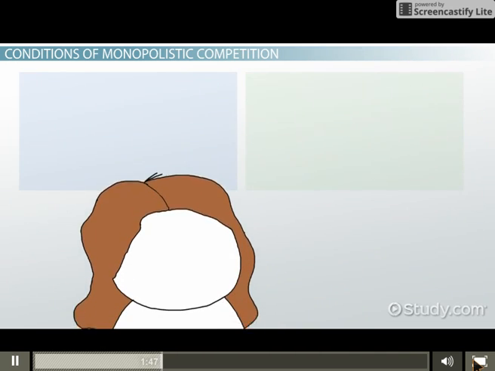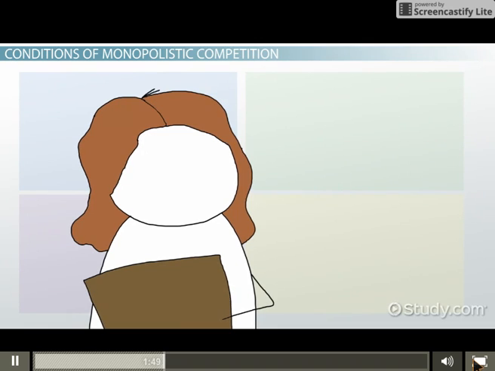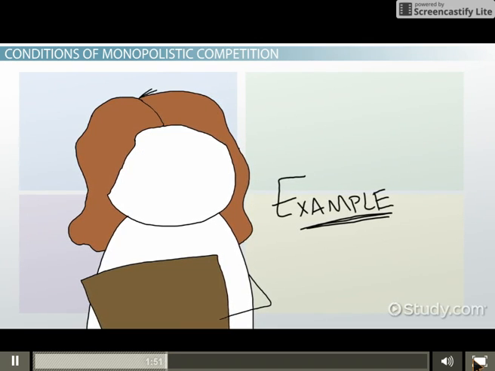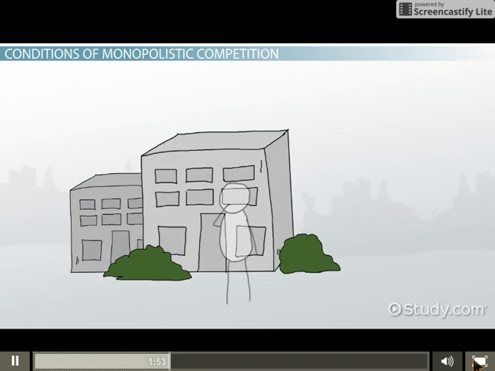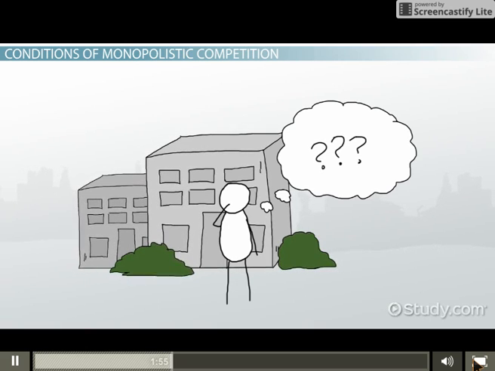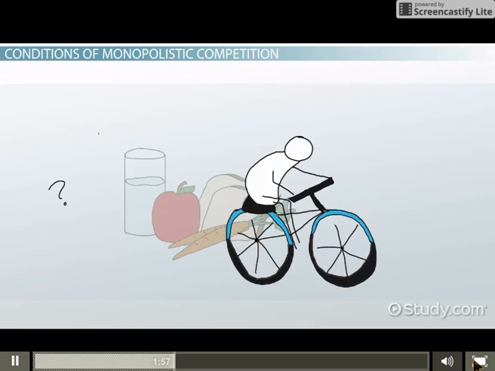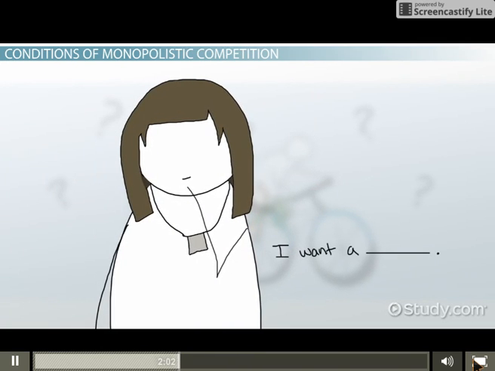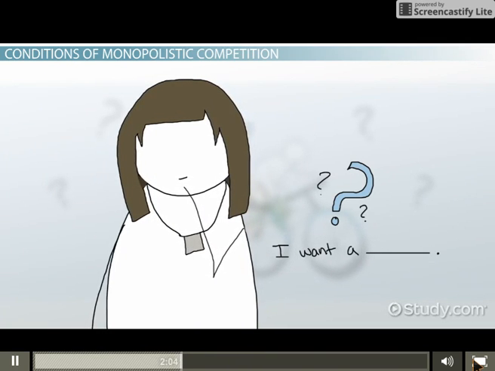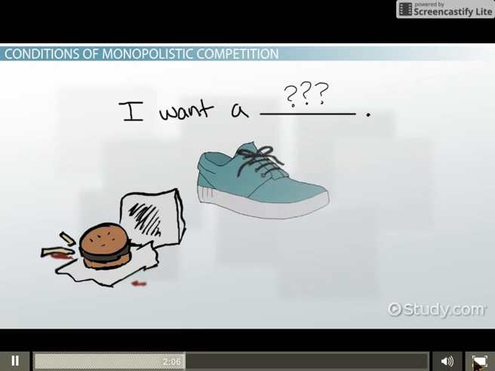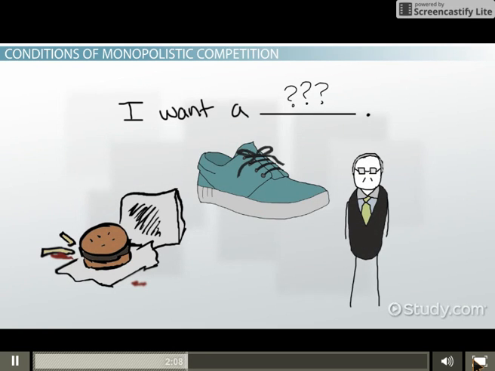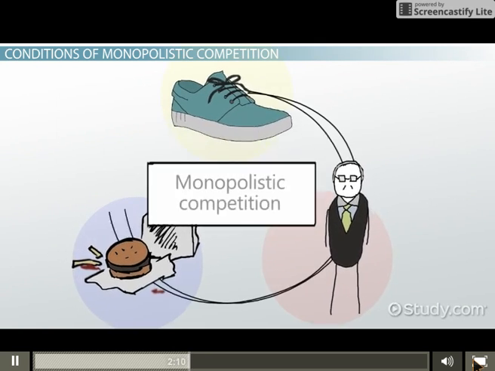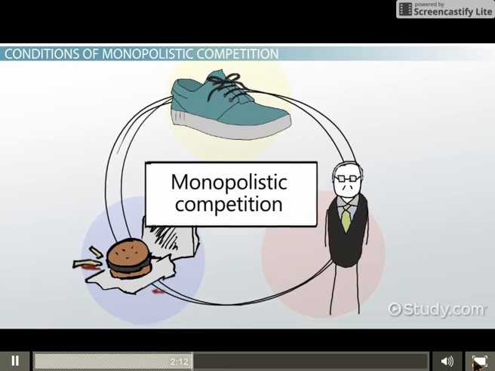Before we talk about the 4 conditions, it might be helpful to take this first condition and think of an example. What sort of industry do you think meets this first condition? What sort of goods or services can you think of where you might think, I want a blank, and could go to company A, B, or C to get it? Fill in the blank. Hamburger? New pair of shoes? Real estate agent? All are good examples of industries structured as monopolistic competition.